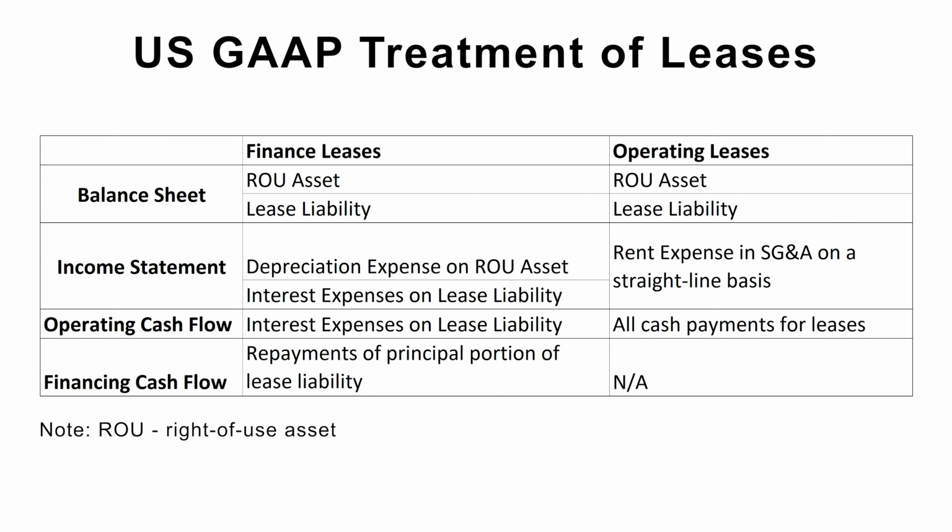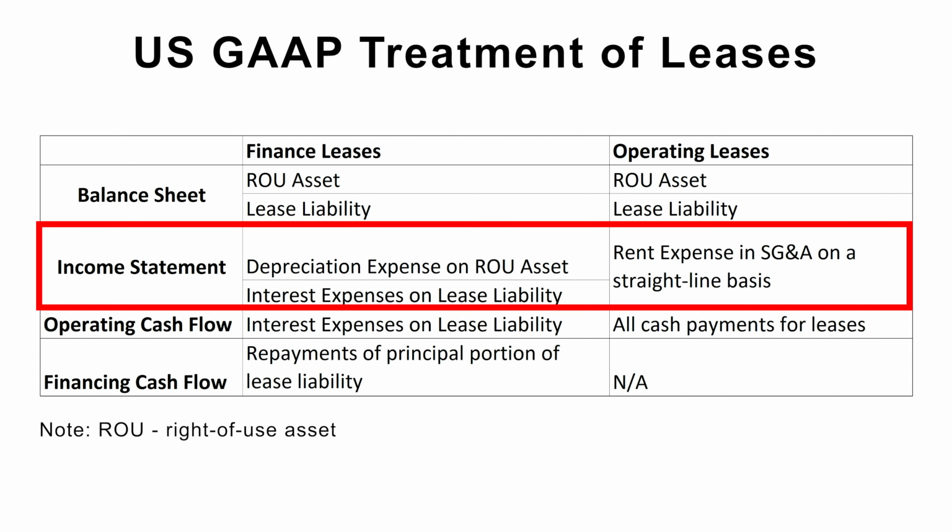Here's the table that summarizes how the US GAAP treats finance leases versus operating leases. As you can see, the difference that is important for investment valuation will be on the income statement. A finance lease accounting has 2 main components. These are the interest expense and depreciation expense. Conversely, accounting for operating leases involves only a rental expense that is subtracted straight out of the revenues. The rental expense is typically buried somewhere in the SG&A line.